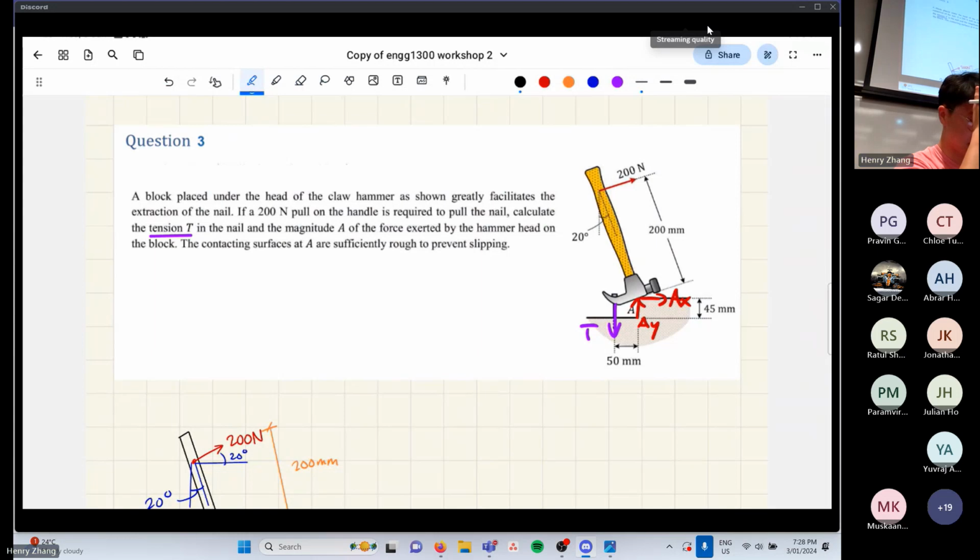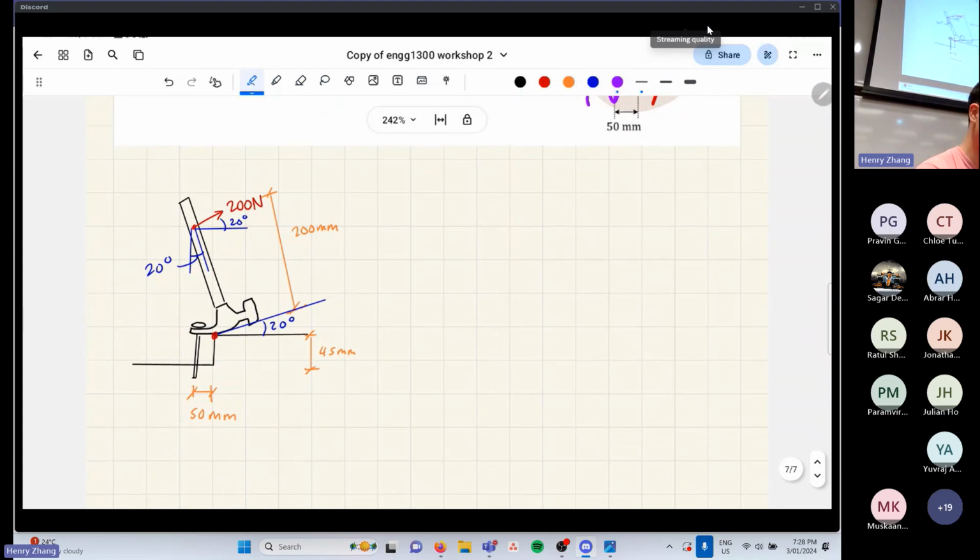So you want to find T and you want to find AX and AY. Essentially, you can solve it like a beam, weirdly enough, because it's simply supported, since this is kind of solved like a roller. I'll just solve the question. Let me redraw that here.